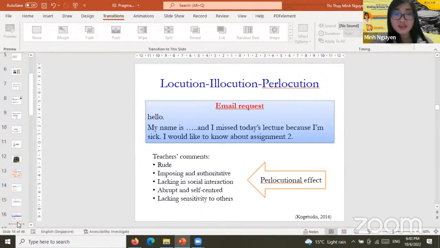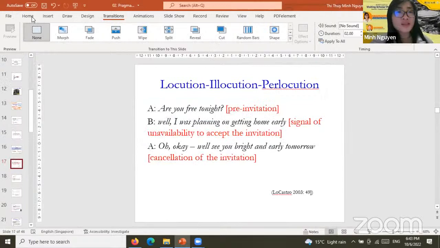Another example is, if you recall, this example that I shared in the previous lecture. Are you free tonight? Well, I was planning on getting home early. Oh, okay. Well, see you bright and early tomorrow. If we look at the literal meaning of everything that people say here, they are called locutionary acts, right? They are the actual utterances that people say. But there is another layer of meaning behind it.